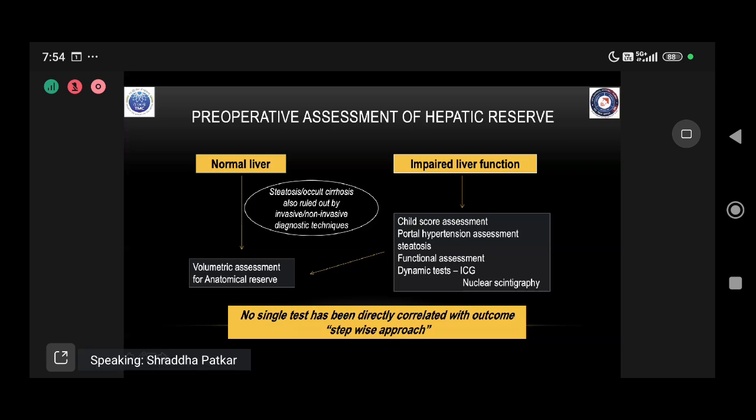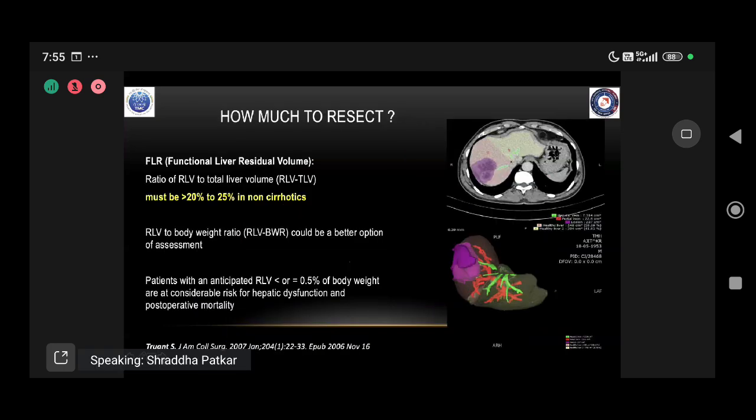Obviously, the Child score is the gold standard. We use surrogate markers for portal hypertension. There are FibroScans. There are certain tests for functional assessment as well. We have started using the ICG in the last 4-5 years. But the variety of tests says that one single test is not enough. You may use a combination of the above to arrive at an optimal assessment of whether the patient is a candidate for a major liver resection.